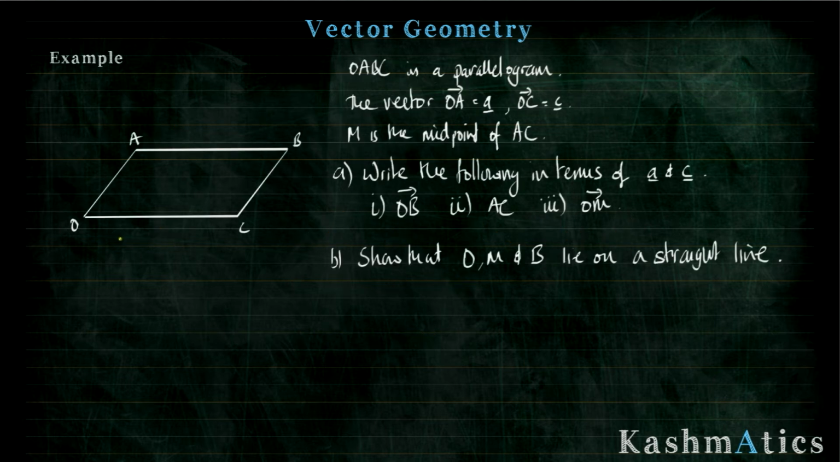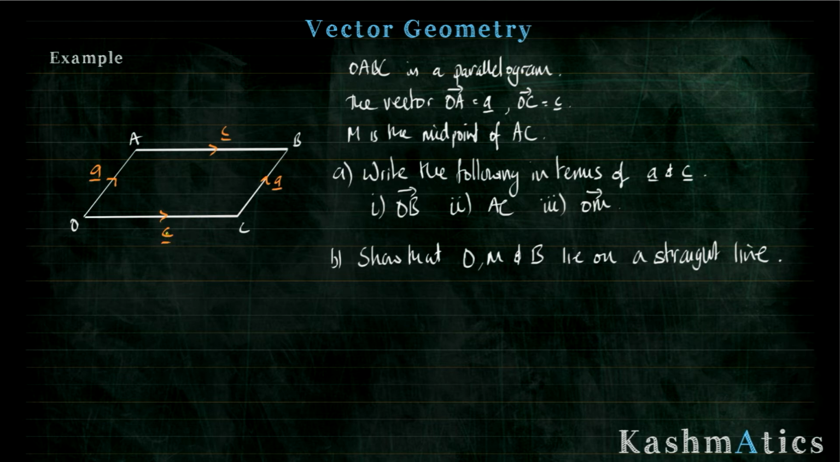In the second example, we've got a parallelogram, so OABC, and it says the vector OA is A, so let's just put that on there. Okay, now because this is a parallelogram, the opposite side is the same length as well as pointing in the same direction, so that is also vector A.